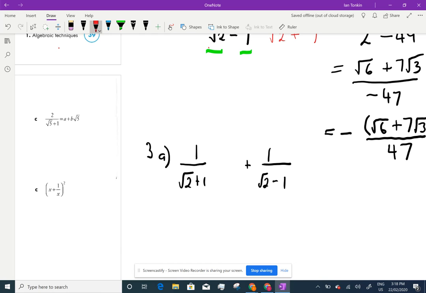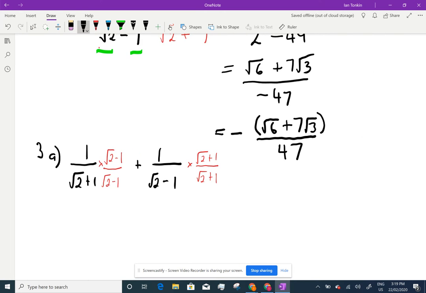Because you need to rationalise it first. Don't try and get a common denominator first. In this case, it works out the same way, but not always. So I'm going to multiply, look at the denominator, root 2 minus 1, root 2 minus 1. And this one, I'm going to rationalise, and I'm going to get root 2 plus 1 on root 2 plus 1.